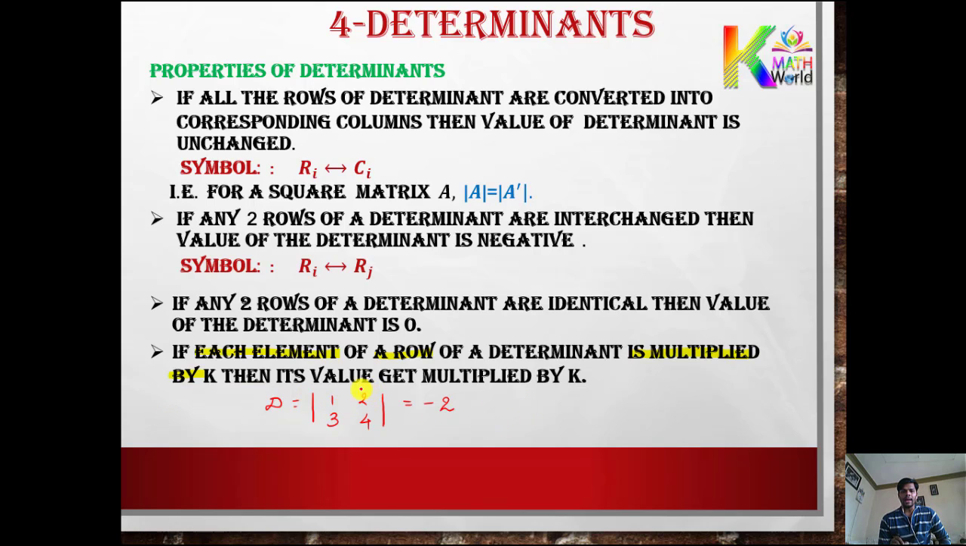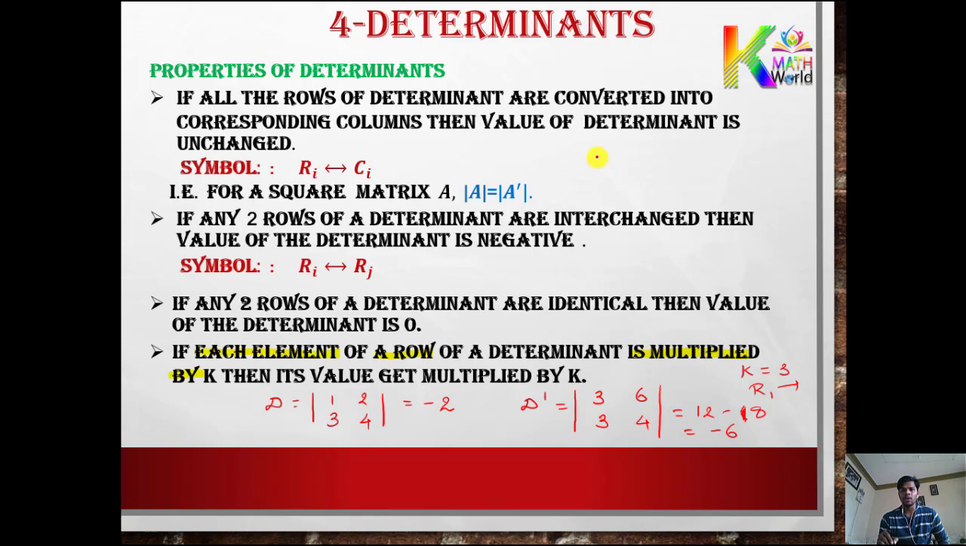Suppose we consider that the elements of the first row get multiplied by k, and suppose we take k as 3. You can select any value. The first row gets multiplied by 3. Then suppose the new determinant is D dash. D dash equals: first row multiplied by 3, so 3 into 1 gives 3, 3 into 2 gives 6. Second row remains as it is, 3 4. So what is the answer? 3 4s are 12, minus 6 3s are 18. So 12 minus 18, that is minus 6.